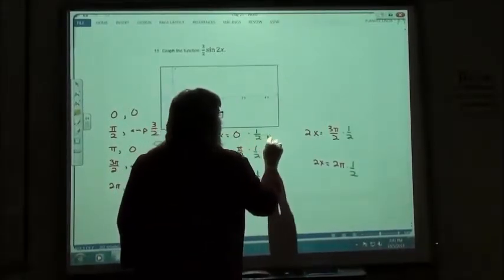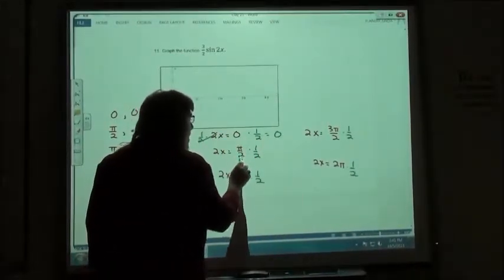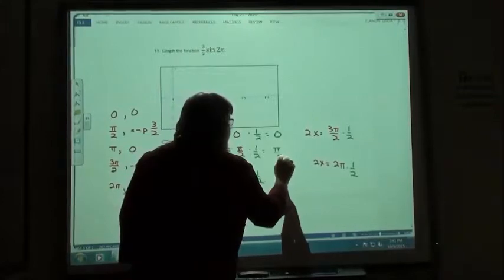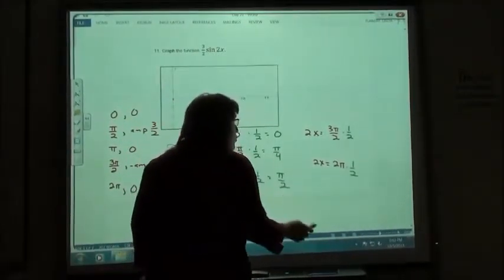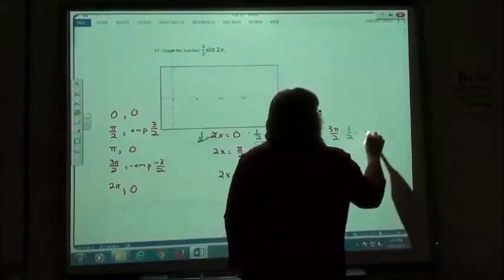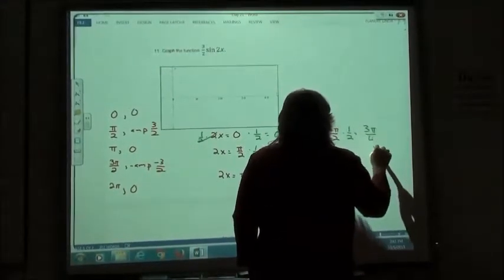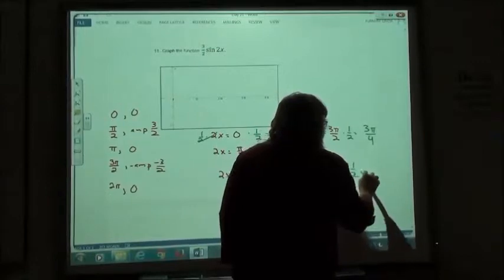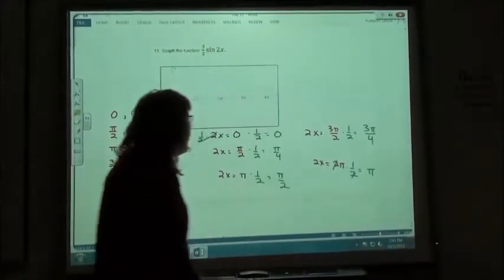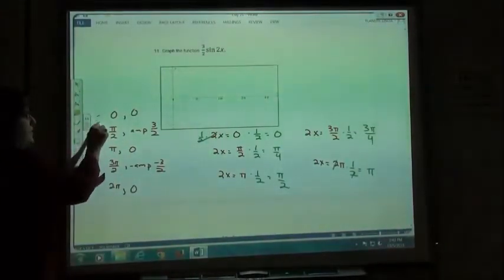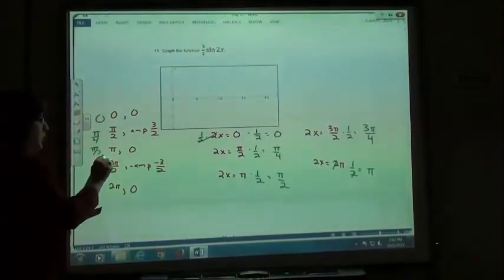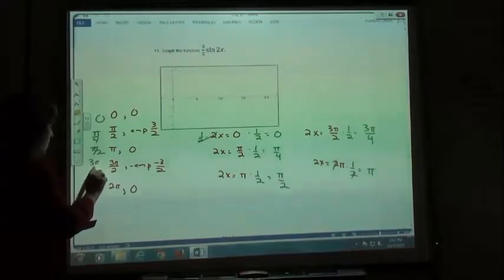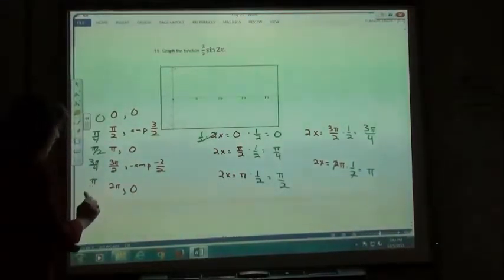So 0 times 1/2 is 0. Pi over 2 times 1/2 would be pi over 4. Pi times 1/2 would be pi over 2. 3 pi over 2 times 1/2 is 3 pi over 4. And 2 pi, my 2's are going to cancel out, just gives me pi. So 0, pi over 4, pi over 2, 3 pi over 4, and pi.